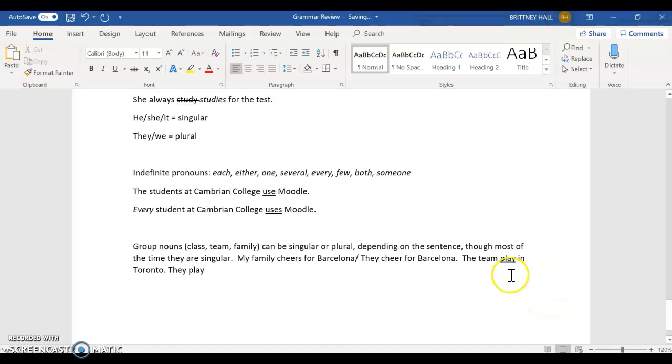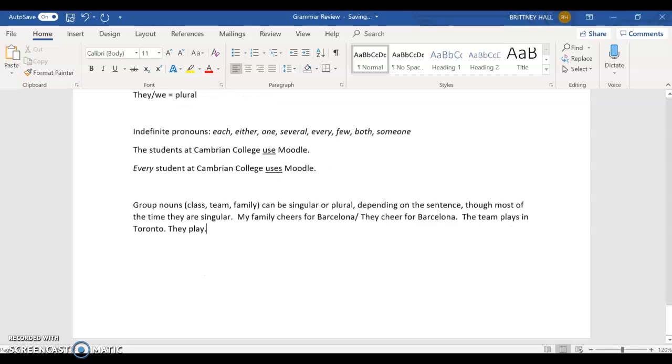Now you'll see the computer is underlining this mistake. The team play in Toronto, because team is a group noun. Okay. So that is where we're going to end there for review.